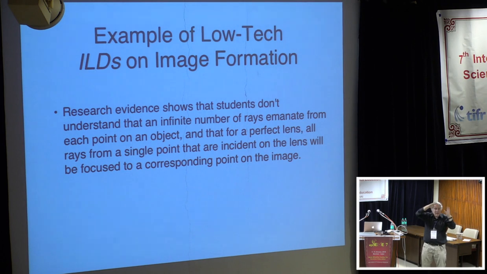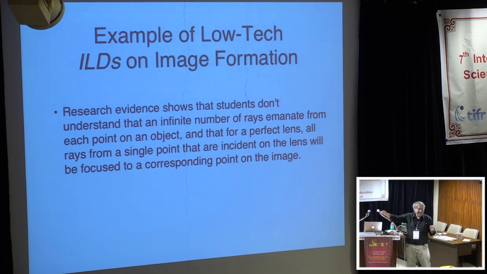And some of those light rays hit the lens. And all the light rays that hit the lens, if it's a perfect lens, get focused to a corresponding point on the image. That's what a lens does.